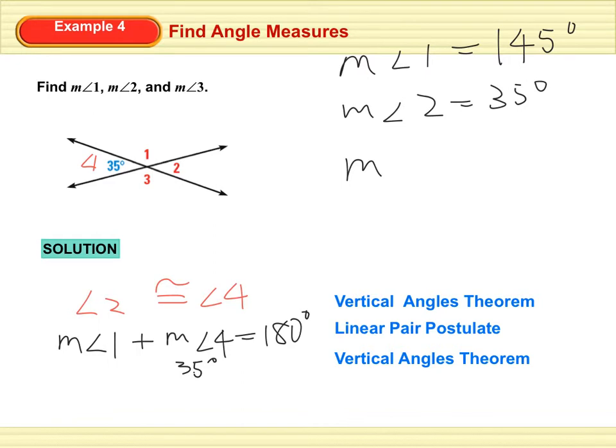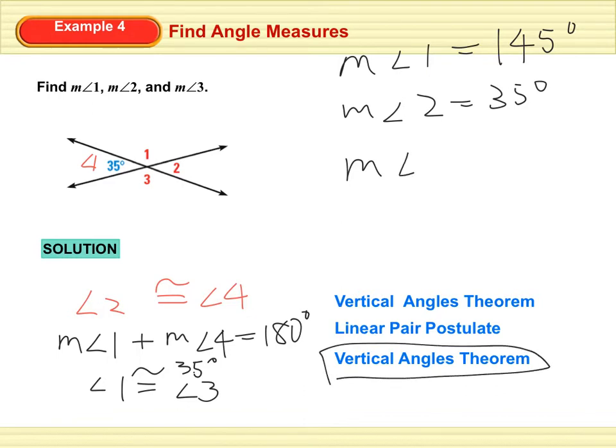Now, if angle 1 is 145 degrees, I know that angle 1 and angle 3 are congruent because they are vertical angles by vertical angle theorem. And if angle 1 is 145 degrees, the measure of angle 3 should also be 145 degrees.